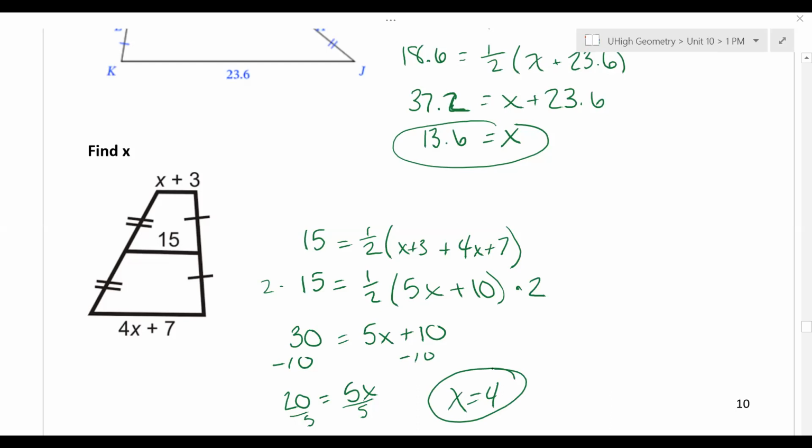So that is the trapezoid mid-segment theorem. That is all that you guys need to know about the trapezoid mid-segment theorem. So on that worksheet that you should be working on today and tomorrow, there are a few problems that you will have to use this theorem on.